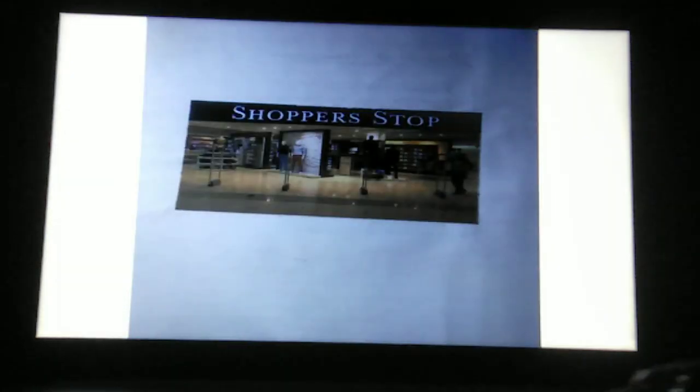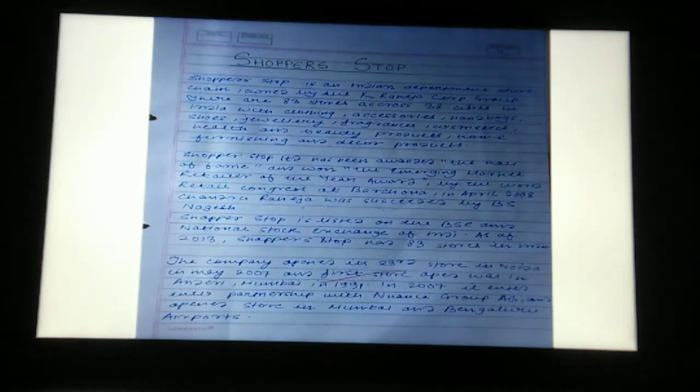Henry Fayol. After that, as I have said, you have to visit any of the shopping malls or any of the fast food outlets. So here the project is on Shopper's Stop. Here a visit had been done to Shopper's Stop. So you have to paste the pictures of the place where you have visited. Here the Shopper's Stop picture is there. After that, you have to write about Shopper's Stop, when it started its business, how many branches are there, and all these things related to Shopper's Stop, you have to mention here.